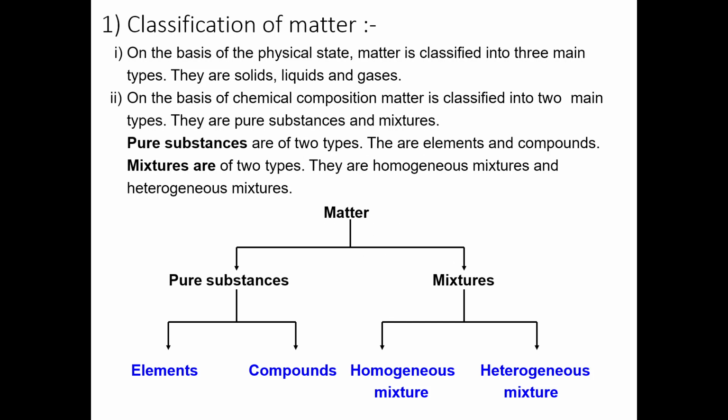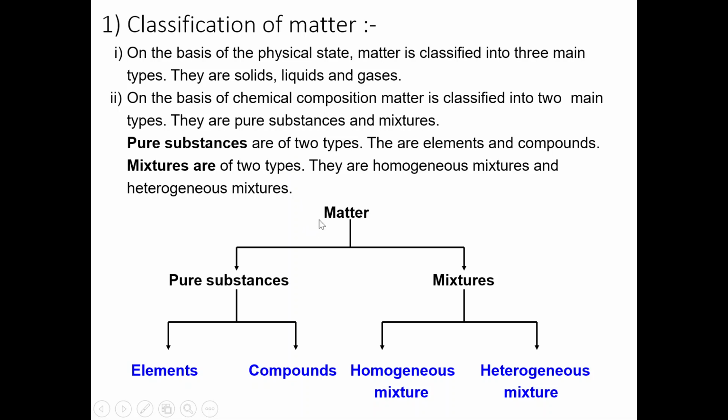Matter is classified into basically two types. As we already know, on the basis of physical state, matter is classified into solids, liquids, gases, and more, like plasma and Bose-Einstein condensate. And on the basis of chemical composition, matter is classified into two main types: pure substances and mixtures. Pure substances are of two types, which are elements and compounds.